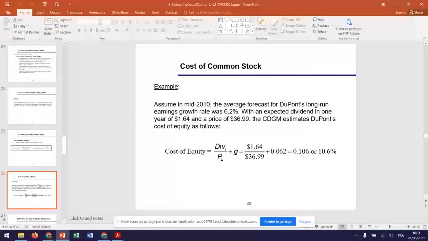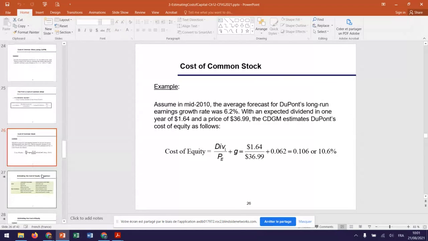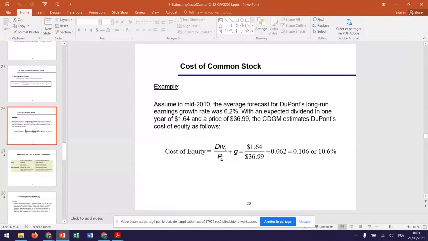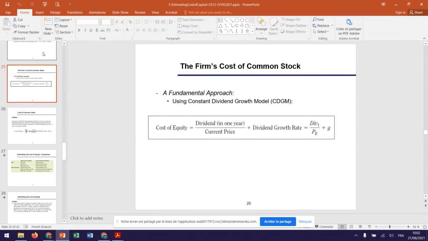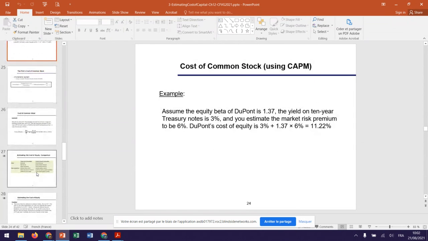So, but we can use different models to see the different possible numbers, so that when you do valuation, you can make some scenario analysis. If I use 10.6, how does the value go? If I use 11.22, how does the value go? And then you make your final decision when you negotiate the price for a merger and acquisition deal, and so on and so forth.